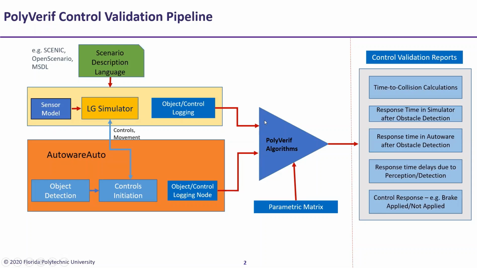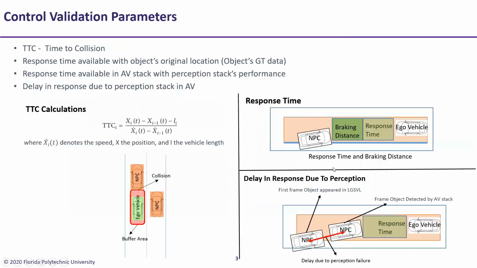Inside Polyverif, we have already implemented algorithms to capture parameters. A few parameters are like the time to collision parameter, which we are calculating on a per frame basis. We are calculating response time for LG Simulator and for Autoware. We are also monitoring control responses, for example, brake applied or not applied. Let's discuss in detail the control validation parameters.